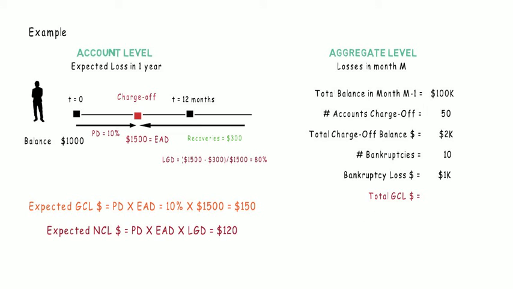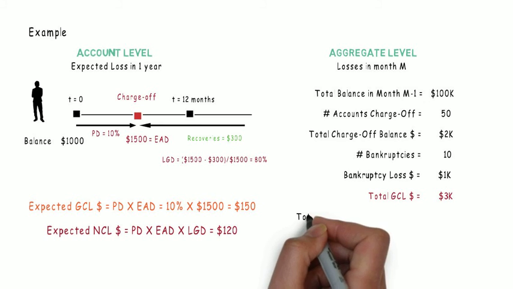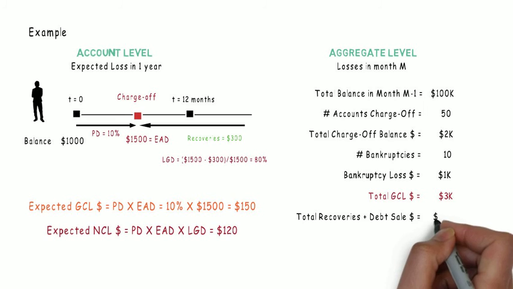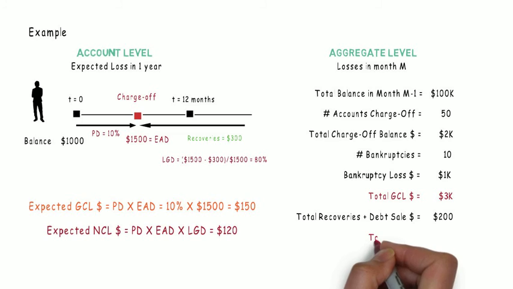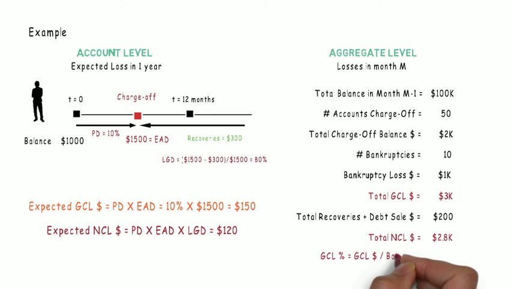So the total GCL, the sum of contractual charge-offs and bankruptcy losses, is equal to $3,000, and total recoveries and asset sales in month M is equal to $200. So the total NCL is equal to 3,000 minus $200 for recoveries and asset sales, which is equal to $2,800. In percentage terms, the GCL rate is equal to 3%, which is 3,000 divided by 100,000. And the NCL rate, which is 2,800 by 100,000, is equal to 2.8%.